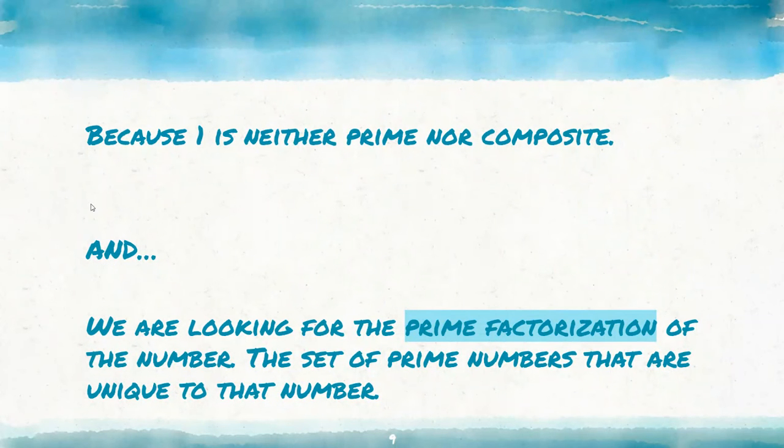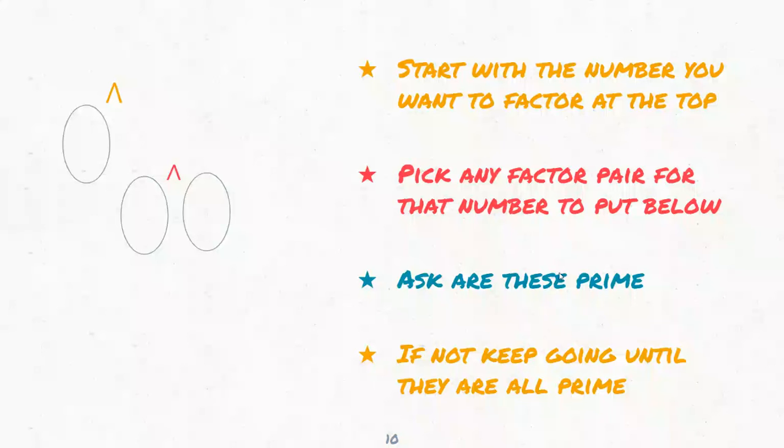Okay. Mrs. Frandsen, why not? Because 1 is neither prime nor composite, and we're looking for the prime factorization of the number. That's why we never put 1s in our factor trees.